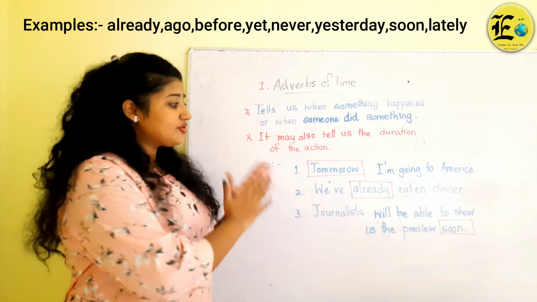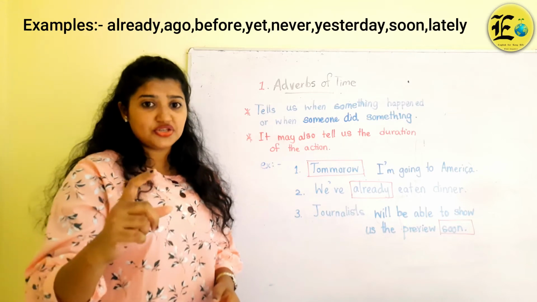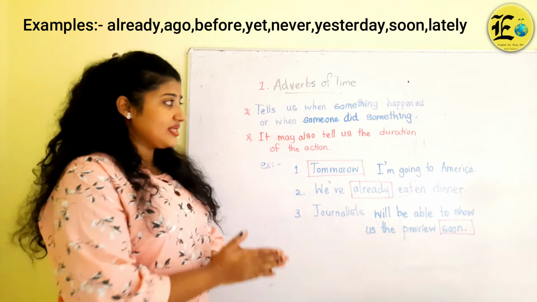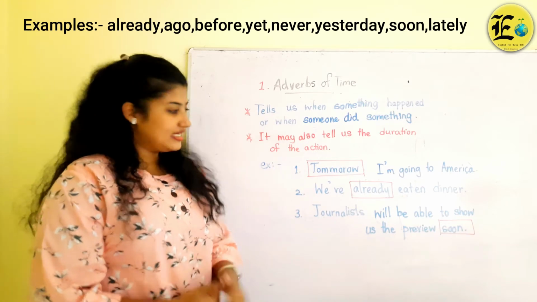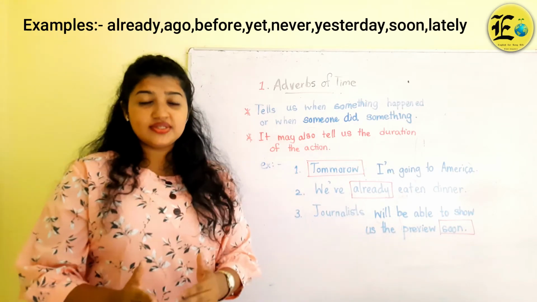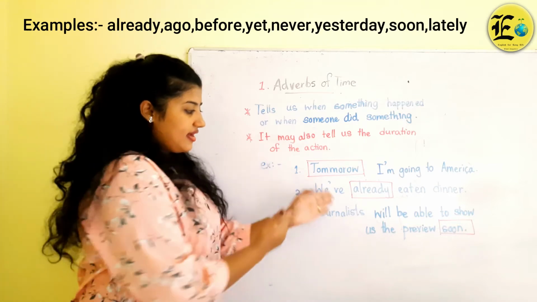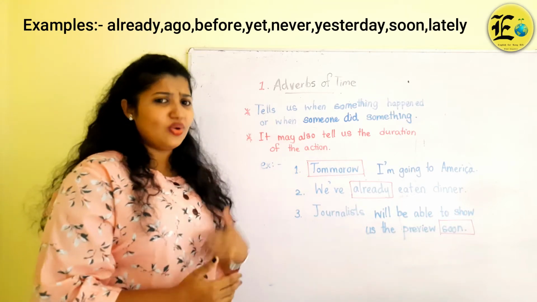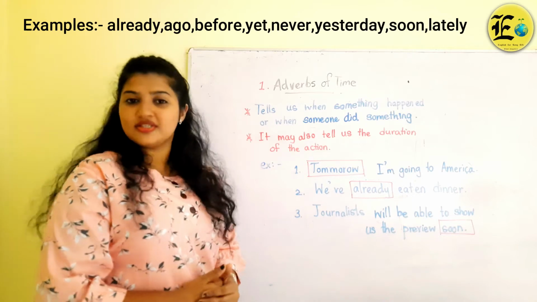Now you can see that I have highlighted 3 words in the 3 different sentences. That shows the position of an adverb inside a sentence. In the first sentence, an adverb of time can be used at the start of a sentence, just like this: tomorrow I'm going to America. In the second sentence, an adverb of time is placed in the middle position, like we've already eaten the dinner. Don't worry, it can also take the final position or the end position of a sentence, like this: journalists will be able to show us the preview soon.